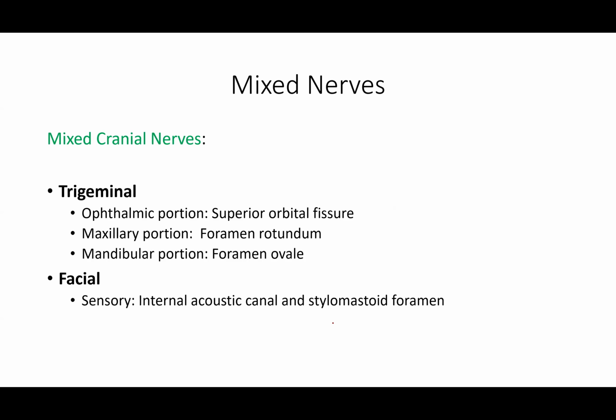Then the facial nerve, it is sensory and passes through the internal acoustic canal and the stylomastoid foramen. So 2 different foramen. So the facial nerve is basically split and passes through 2 different foramen to the face in the sensory. And the motor does the same thing. So the sensory and motor divisions of the facial nerve both pass through the internal acoustic canal and the stylomastoid foramen.